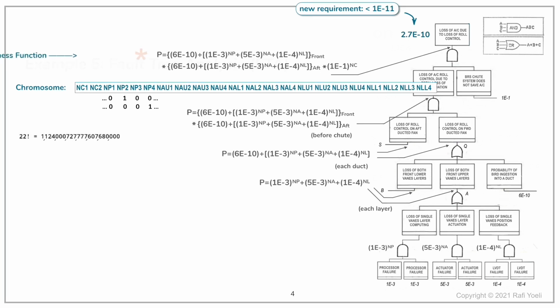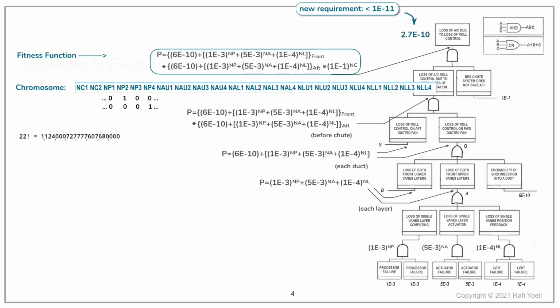Our fitness function is simply the probability, and we will try to get a smaller and smaller number until we hit our goal. Notice that we could have decided that cost is our fitness function, and that 10 to the power minus 11 is a constraint. But we'd like to have full visibility to the progression of the probability p from one generation to the next, so we are staying with the probability of loss of the aircraft due to loss of control as our fitness function. We will of course still include the cost of each proposed solution in the run's printed output.